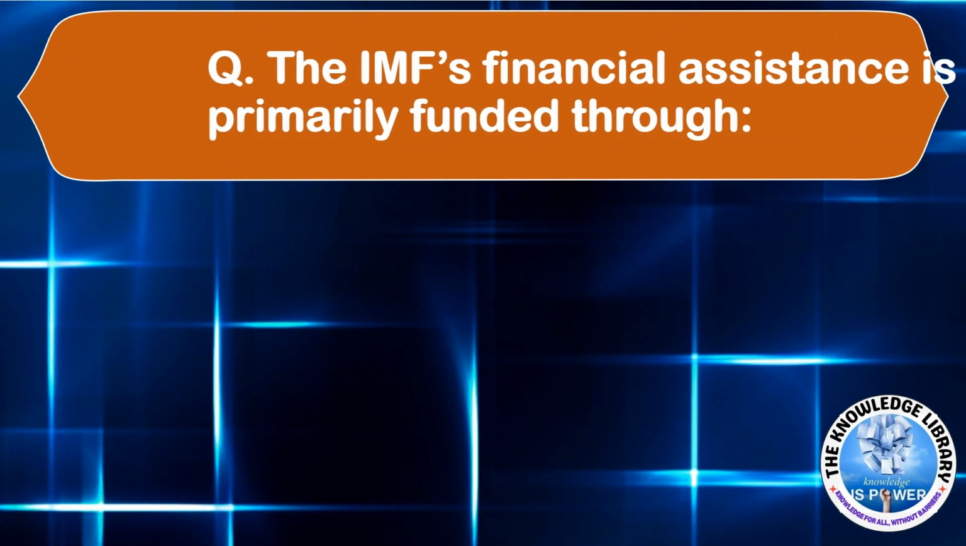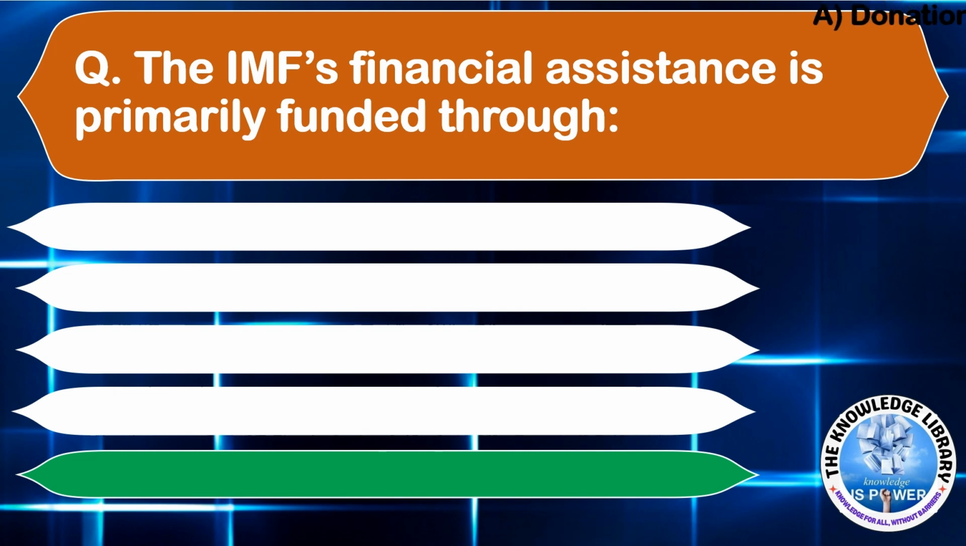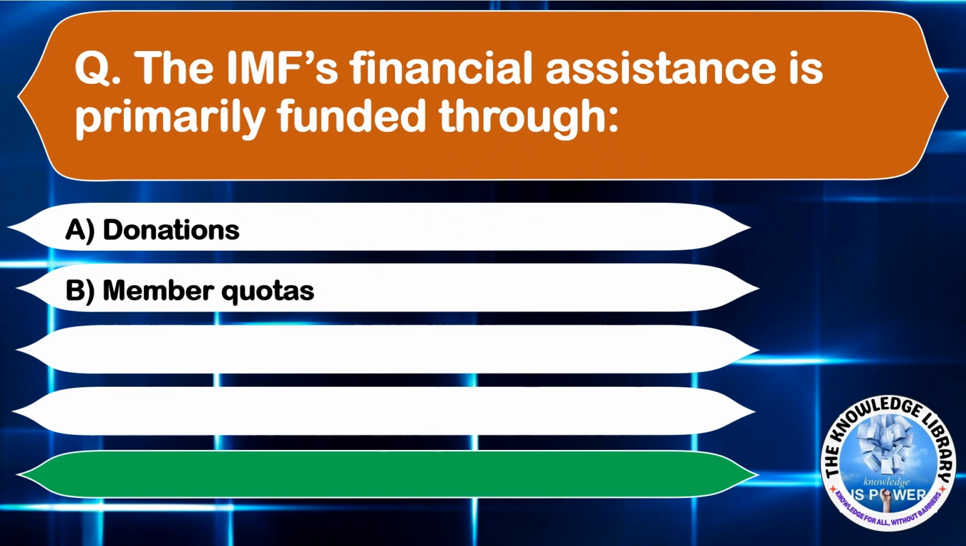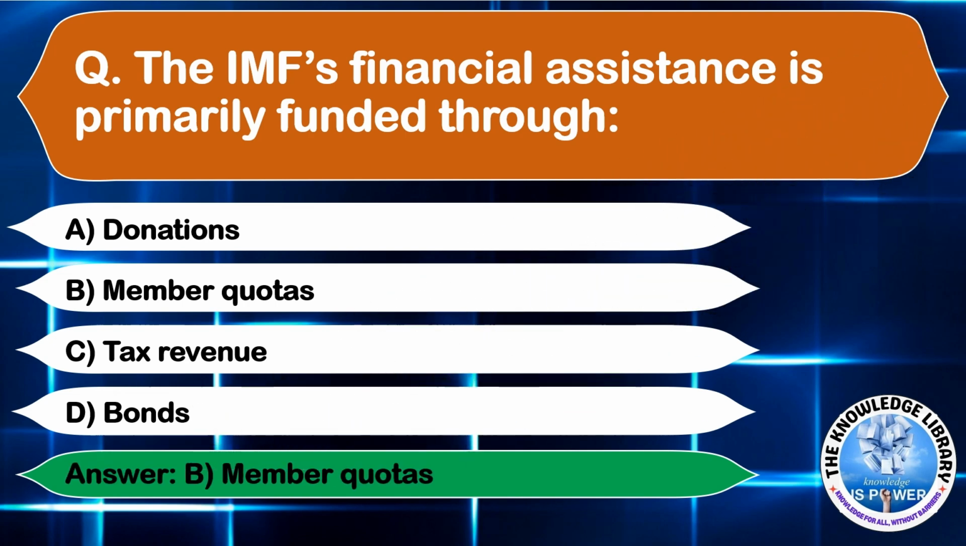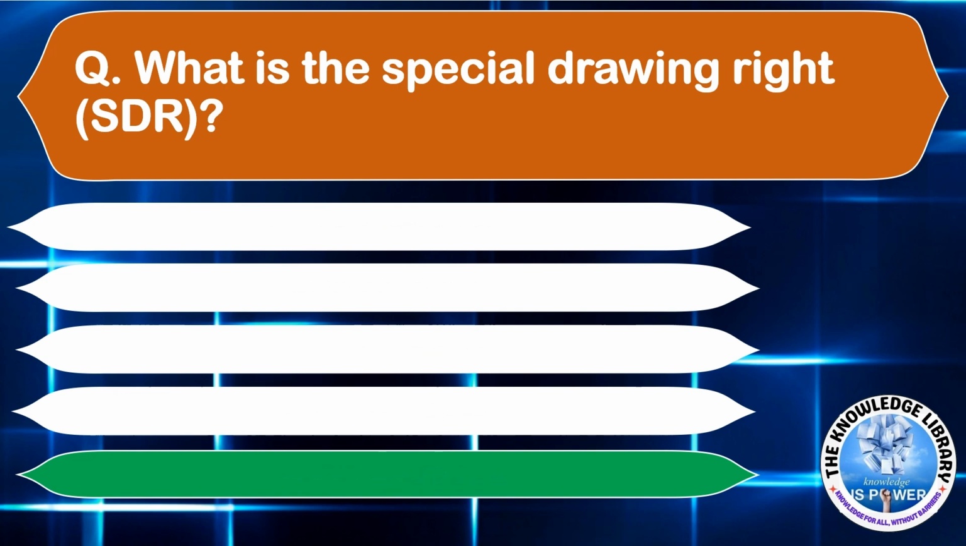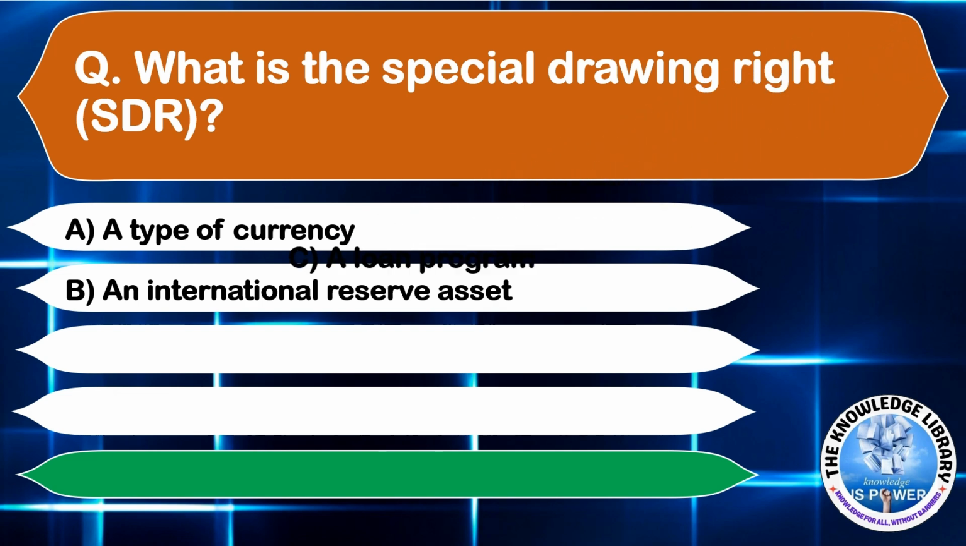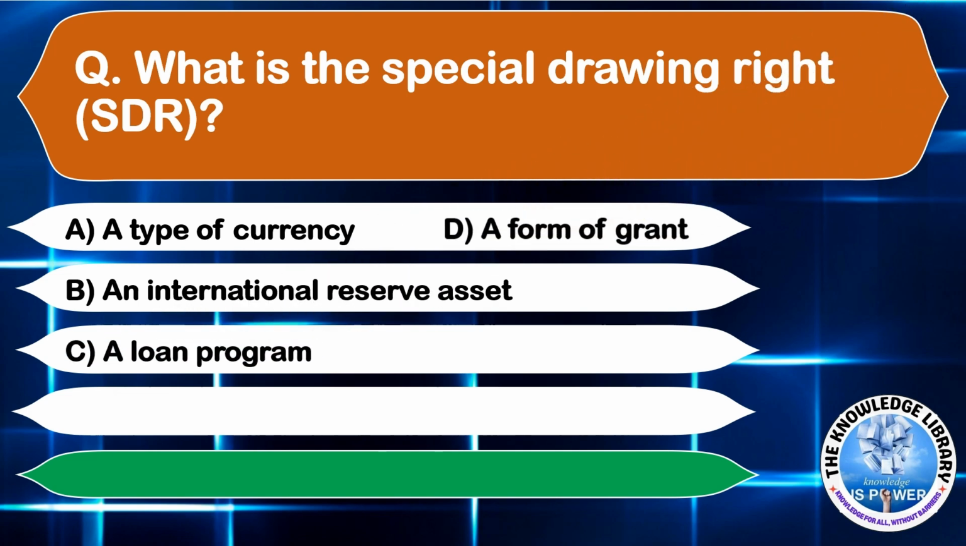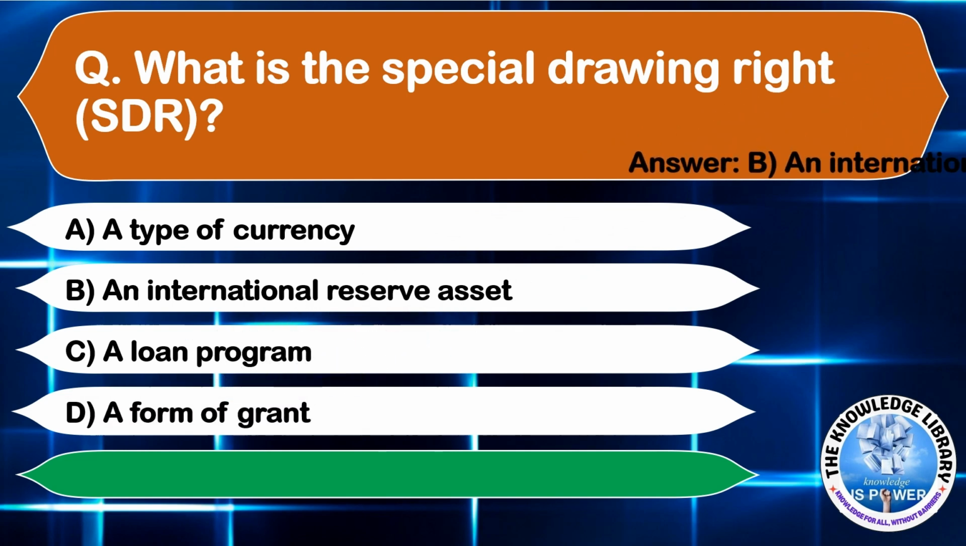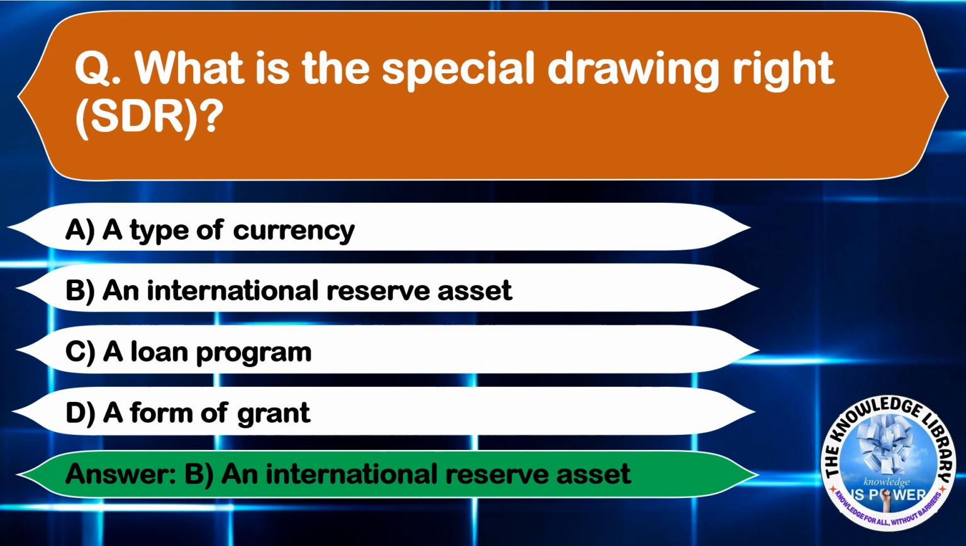The next question is, the IMF's financial assistance is primarily funded through option A, donations. Option B, member quotas. Option C, tax revenue. Option D, bonds. Correct answer is option B, member quotas. Next question is, what is the special drawing right? Option A, a type of currency. Option B, an international reserve asset. Option C, a loan program. Option D, a form of grant. Answer is option B, an international reserve asset.